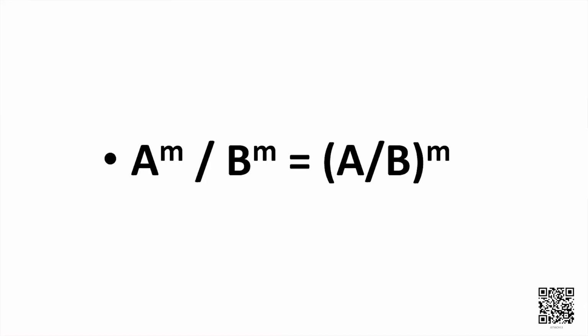So from these examples, students, we can generalize that a to the power m divided by b to the power m is equal to (a divided by b) whole to the power m, where a and b are any non-zero integers and m is a whole number. So students, with this new information, let us solve example number 9.